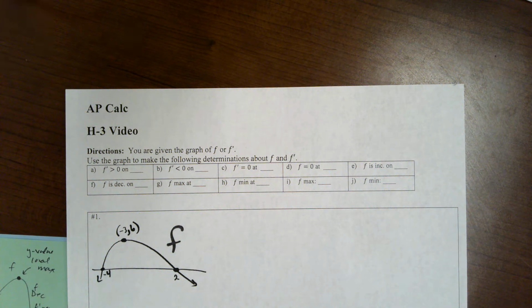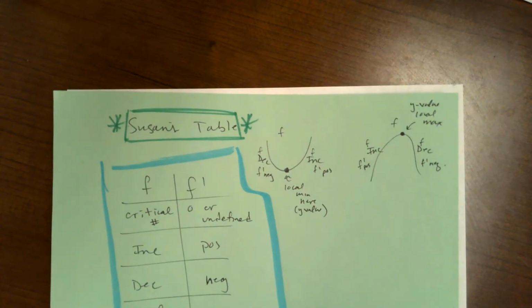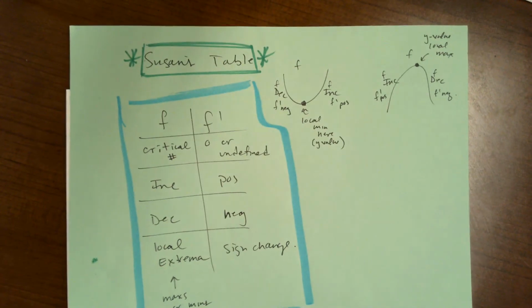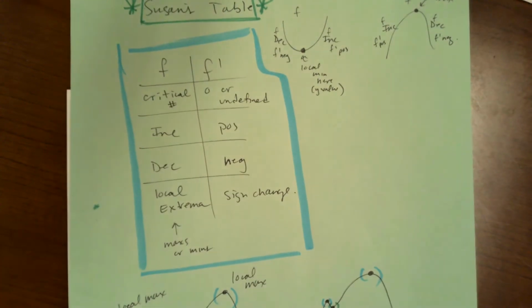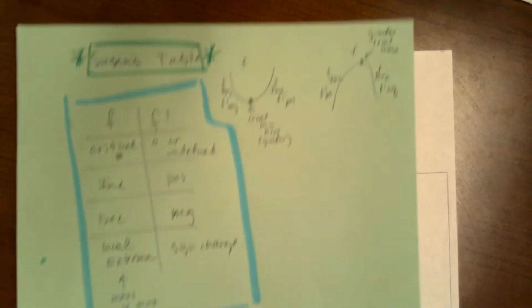Okay, so here is the H-3 video. And in the last video, I introduced this thing called Susan's table, which includes information that relates F and F prime. So this was the paper. I included it in your notes. We talked about local maxes and mins.